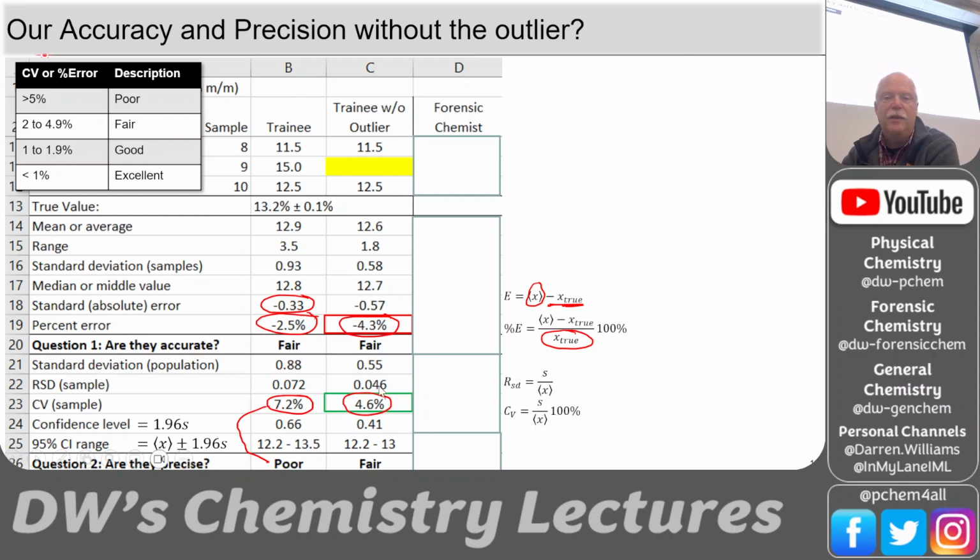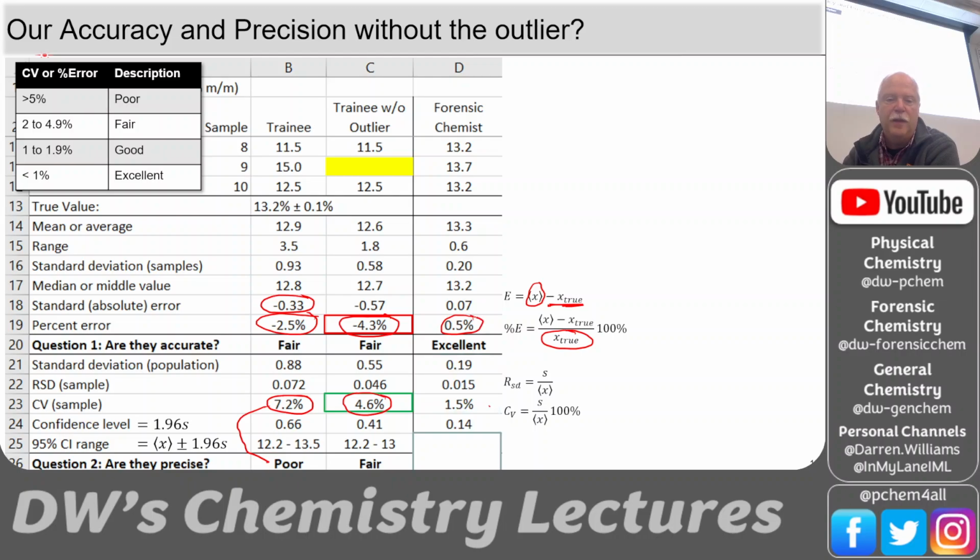Let's look at the forensic chemist now. We're going to keep that data point, that 13.7, because of the 2 conflicting tests, and now our percent error is 0.5%, so that's excellent according to my little table up there. And then our coefficient of variation is 1.5%, and so that's very good.